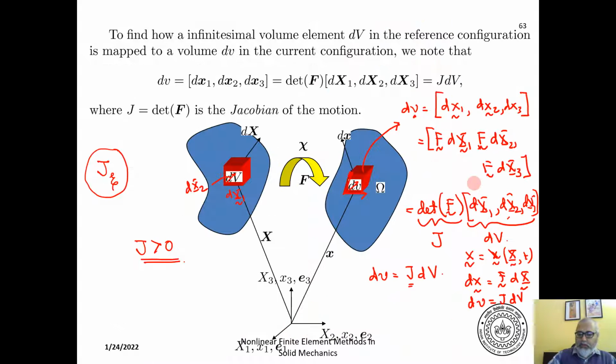So we have one more mapping. We know that areas in the deformed configuration are connected to areas in the reference configuration through J F minus transpose.